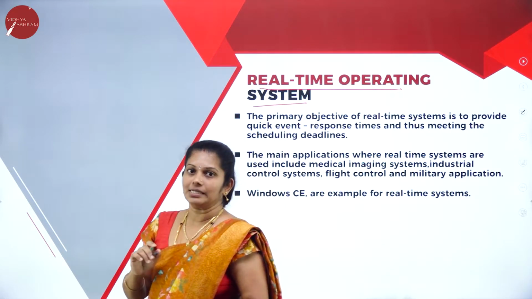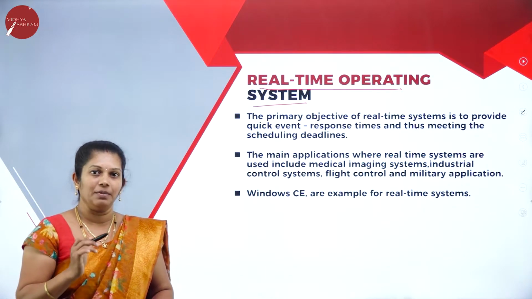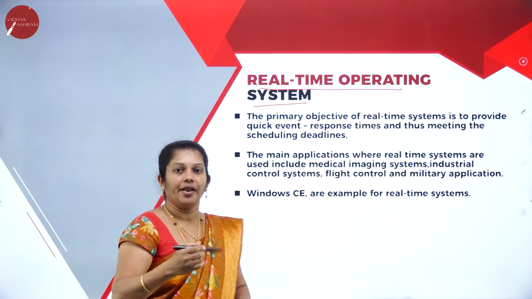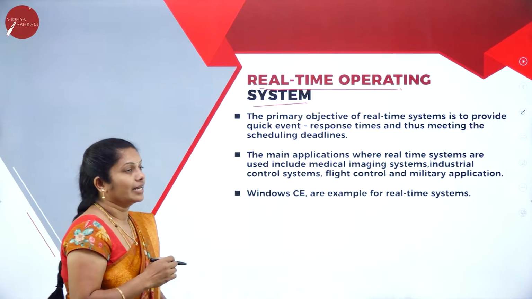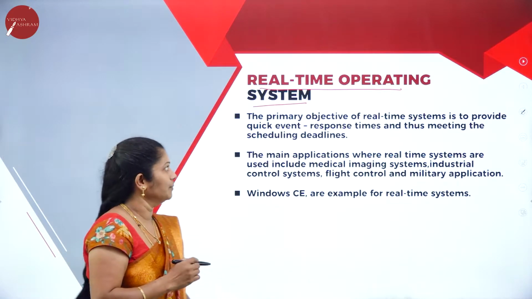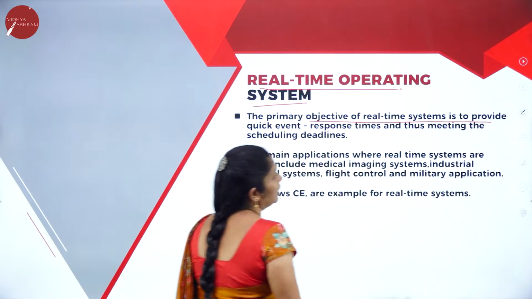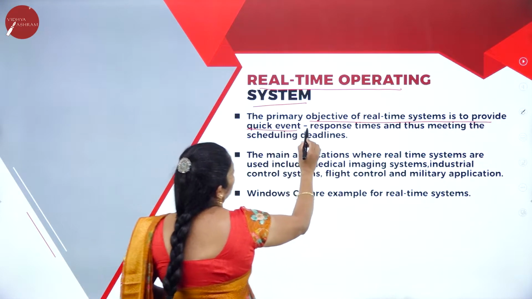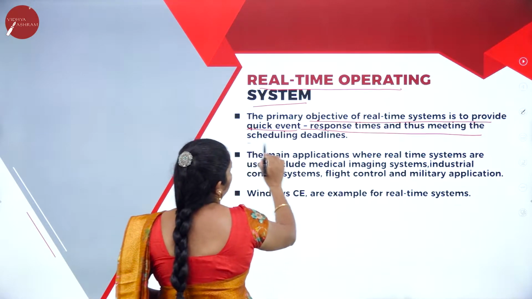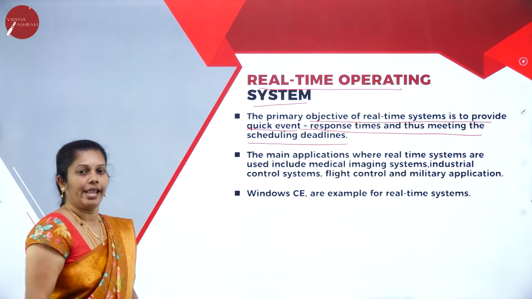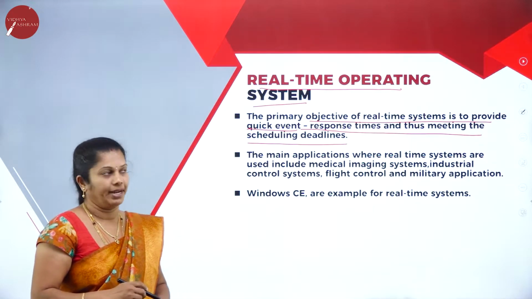Then what it means is that somebody within that time already booked the ticket. It means that whatever transaction occurred, immediately that has to be updated. That is nothing but a real-time operating system. The primary objective of a real-time operating system is to provide quick event response time and thus meet the scheduling deadlines. Immediately, whatever transaction occurred, it has to be updated.